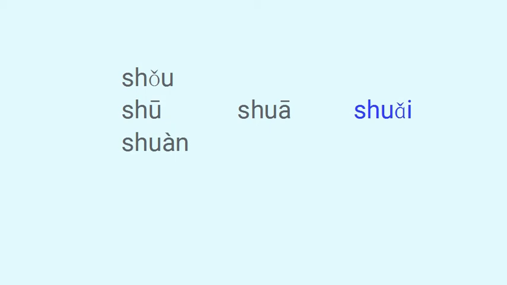Shuan is pronounced as Shuan. Shuang is pronounced as Shuang. Shui is pronounced as Shui.